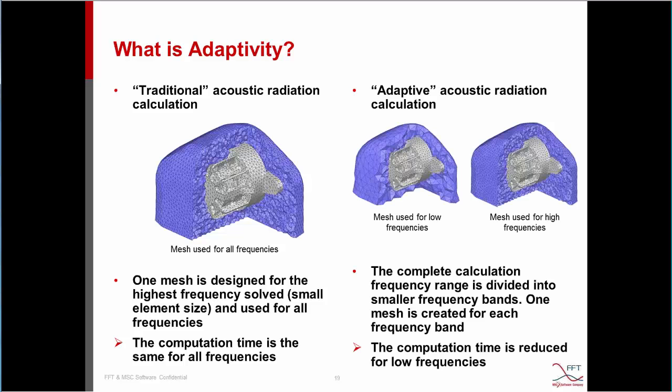When doing adaptive acoustic radiation calculations, we will take our complete frequency range and divide it into smaller frequency bands. For each of the frequency bands, we will create one mesh that is adapted to this particular frequency band, and then we have a reduction in computation time for low frequencies. So this is what adaptivity is about, creating several meshes to perform the calculation in a wide range of frequency.